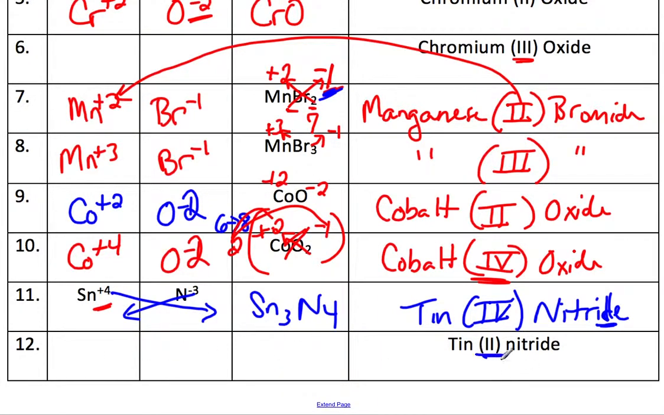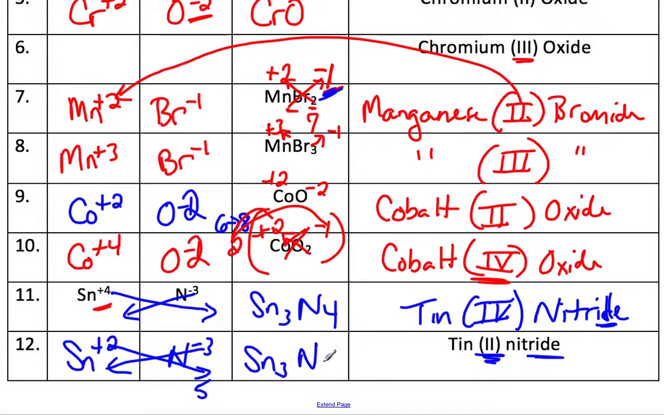And finally, love seeing Roman numerals. I don't have to think. I know that that's the charge. I look at nitride, so I know it's nitrogen right off the periodic table. Nitrogen's in group 5, so it gains 3 more. So it's going to have a -3 charge. Crisscross my charges, the 2 and the 3, so it's Sn3N2, and that's tin(II) nitride.